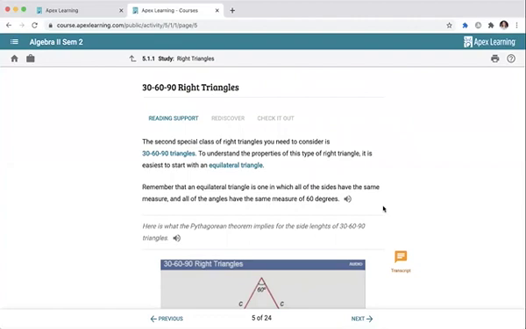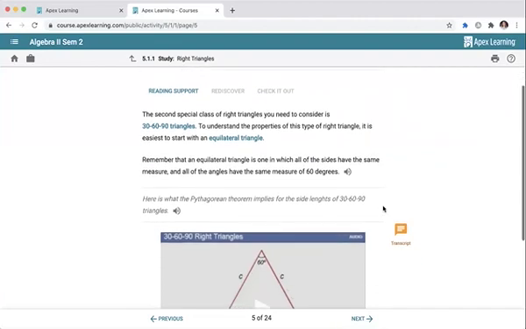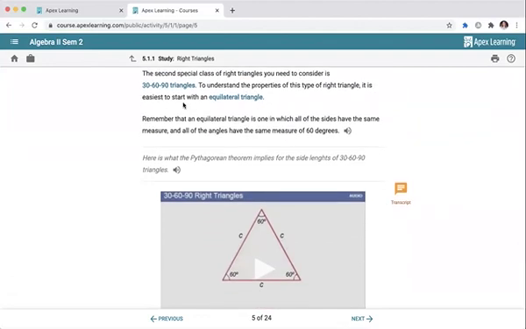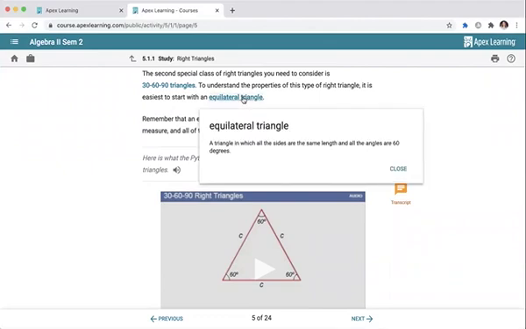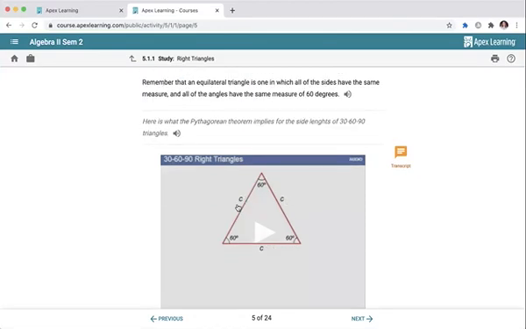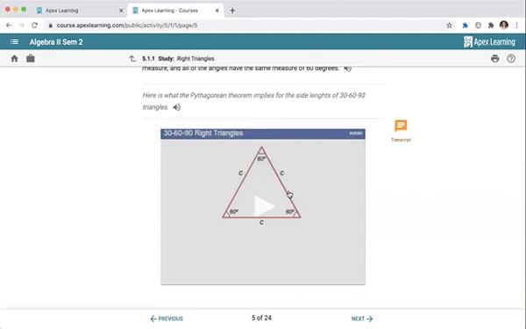Then moving on, we have a 30, 60, 90 triangle. To start this one, it's easiest to start with what's called an equilateral triangle. Hopefully you know a little bit about this, but basically equilateral means that they're all equal, all the same length. They're all the same angle degree, so it's a 60, 60, 60. They all have the same side length. We start with that, and then obviously we need to turn it into our 30, 60, 90.